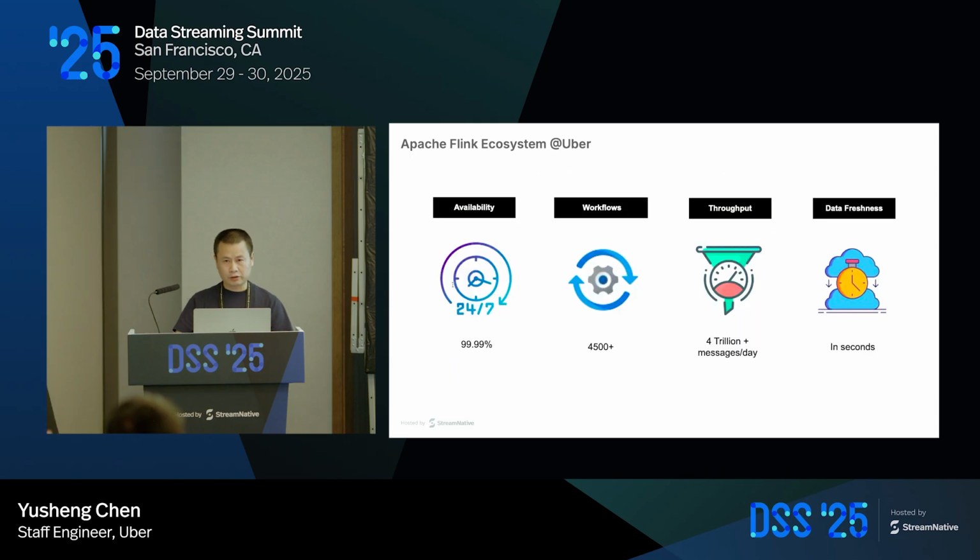To serve that, we provide high availability for our platform. We are serving more than 4,500 Flink jobs in the Uber system. We run all these jobs 24/7 with high availability. We are handling trillions of messages per day. The data freshness is in seconds, but for high-tier jobs, we actually provide better freshness, at the millisecond level.